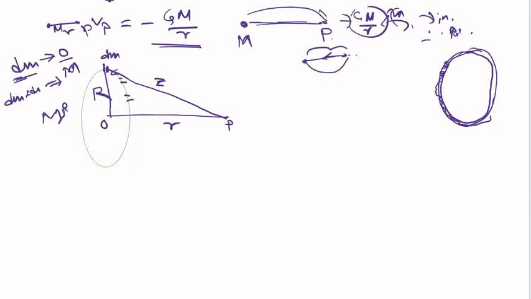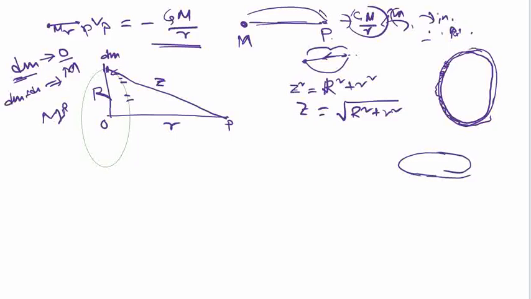Now, as per the Pythagoras theorem, I can write z square equal to r square plus r square, or z equal to the root of r square plus r square. If you think of a ring, suppose this is a ring, I'm just drawing the ring. Why am I drawing it like that? This is the center of the ring. Now I'm drawing an axis passing through the center of the ring, and from the particular point P, I'm calculating.